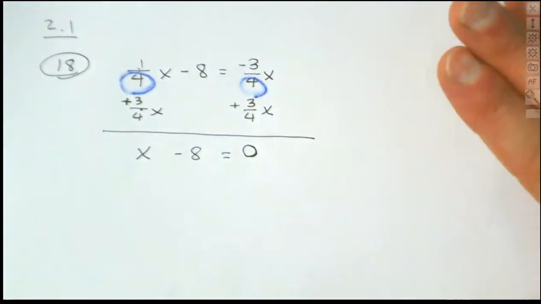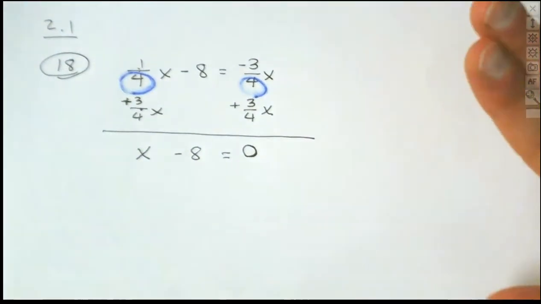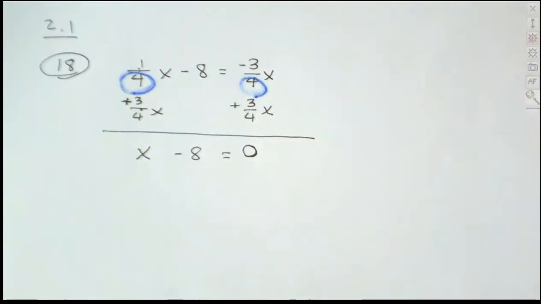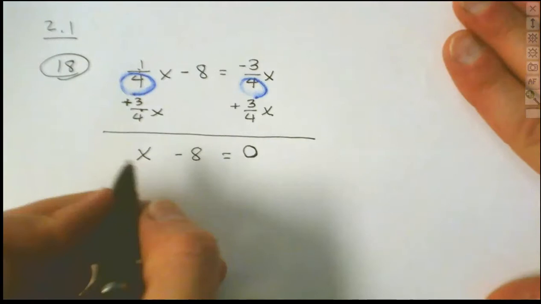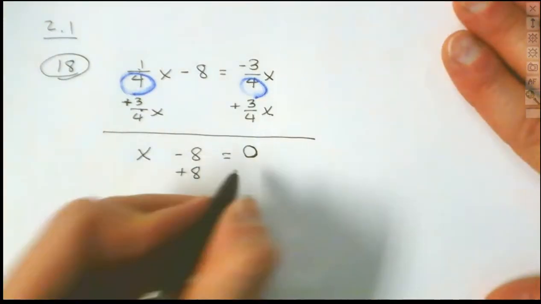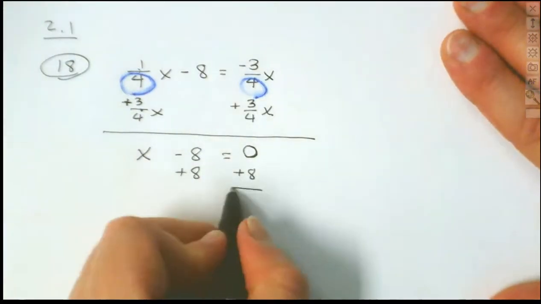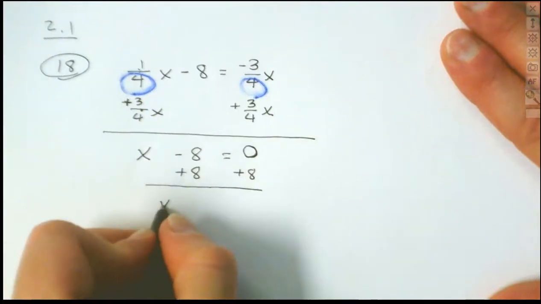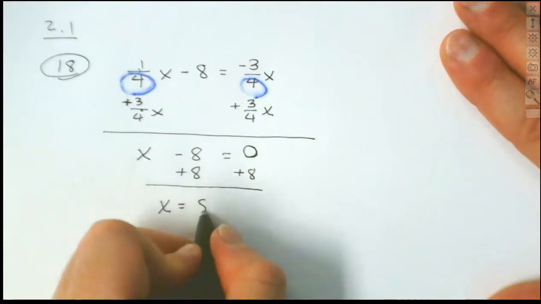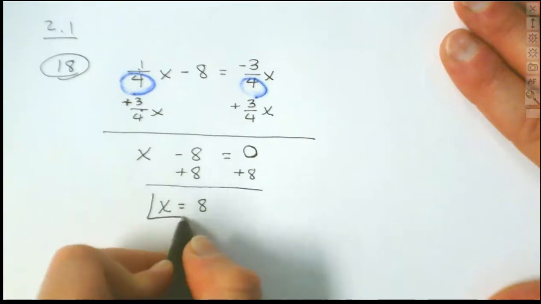Now we need to go ahead and get the x by itself. And when we move things across the equal bar, they switch signs. So this -8 needs to go over. So we'll add it. And then that leaves us now with x equaling what? +8.